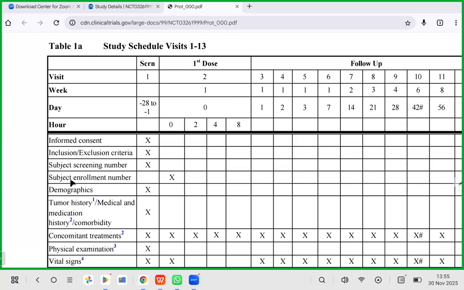Based on this only, the programmers will understand the study design. So whenever the data is collected, in day one, vital signs are collected. Day two, vital signs are collected. Day three, vital signs are collected.